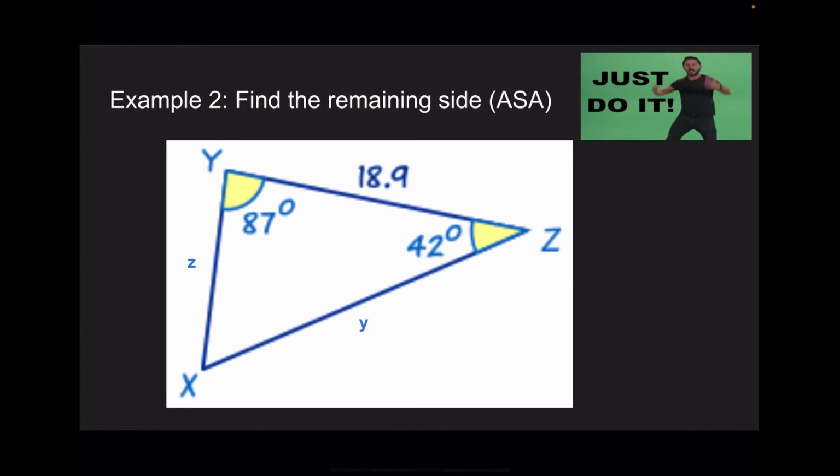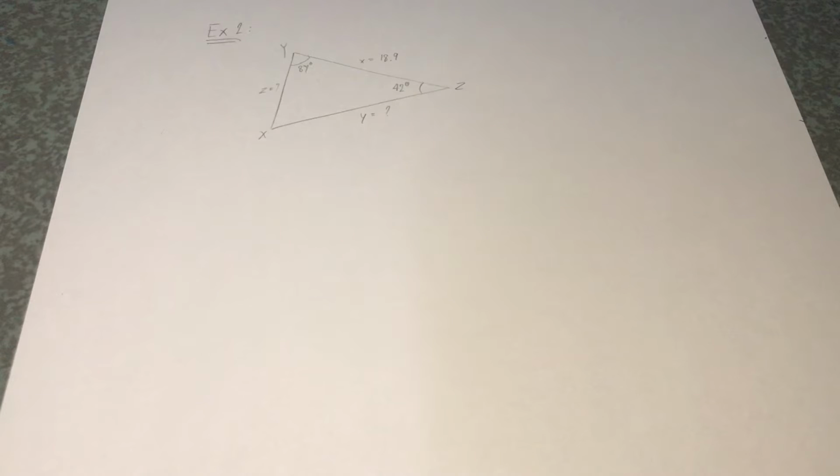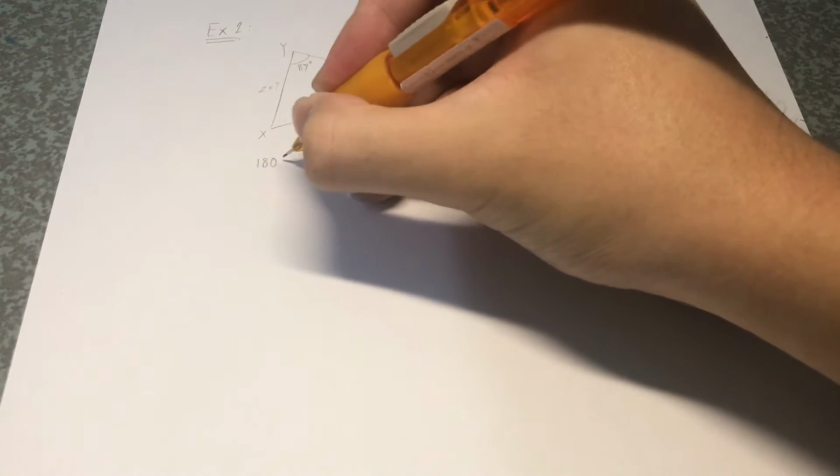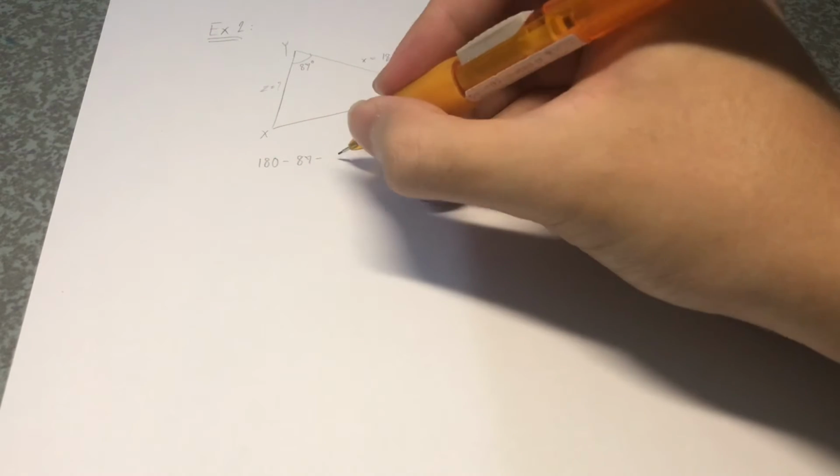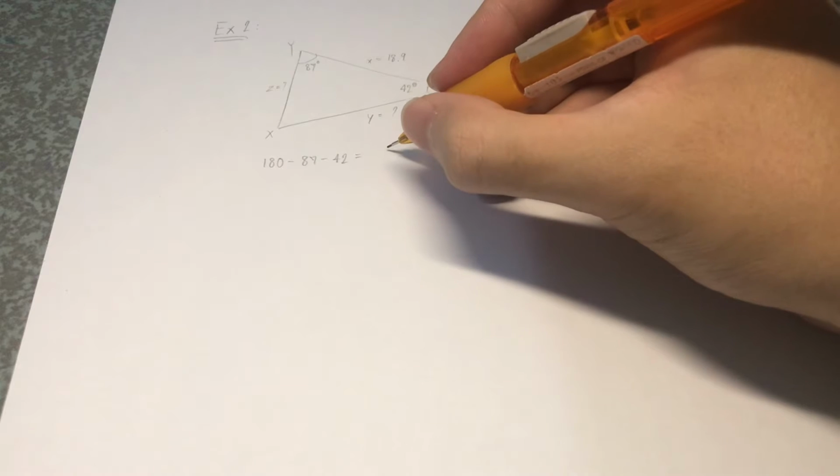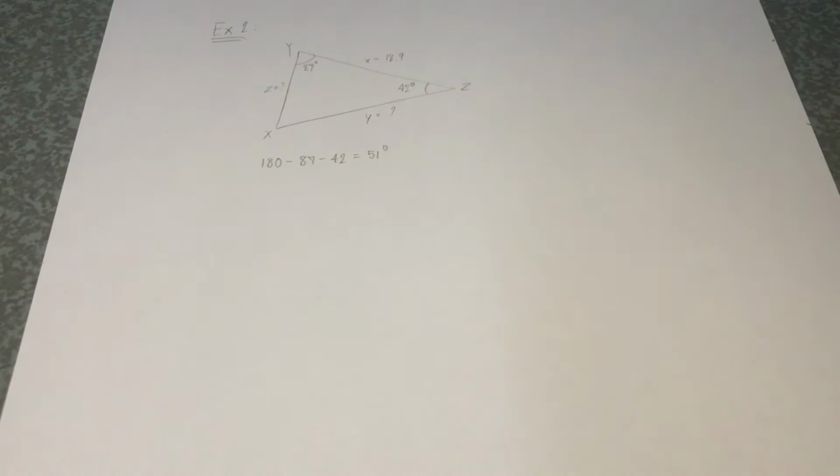Example 2. Find the remaining sides. In this problem, it is an ASA triangle. If you notice, it doesn't follow the rule that a triangle needs at least one side opposite to an angle. However, we do have two angles, so we can use the 180 rule, where we subtract all angles from 180 degrees to get the last angle. So 180 minus 87 minus 42 equals 51 degrees. So x is 51 degrees.